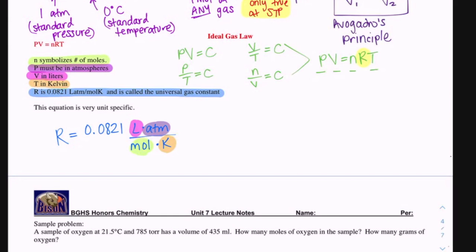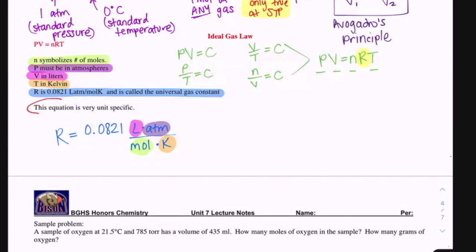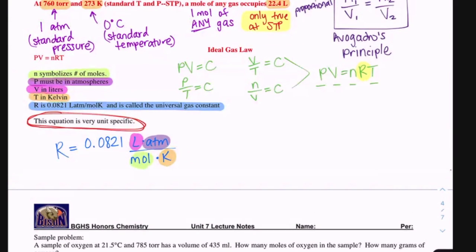So it is very, very, very important, and I'm going to circle this in red, to realize that this equation is very unit specific. So if you think that us telling you to make sure you have all your units written down in the past was important, now it's even more important, because as you can see, we have four different units we're dealing with, and we want to make sure that they all cancel out how we want them to.